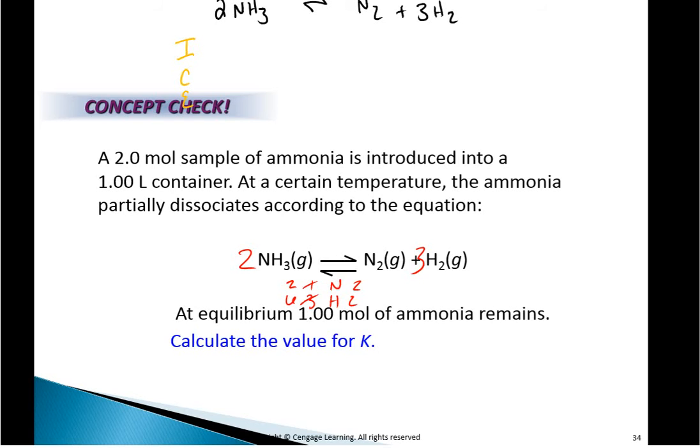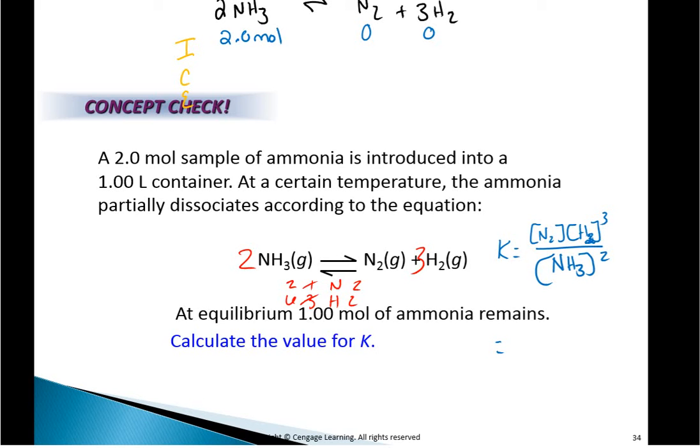Now this is giving it to us in moles. I'm going to go ahead and leave it as moles, understanding that our K has to be done in molarity. So K is going to be products over reactant, so it's N2 times H2 cubed over NH3 squared. Now, this is going to be 2 moles here. We know initially if we have reactant, we don't have any products, so there's 0 and 0.